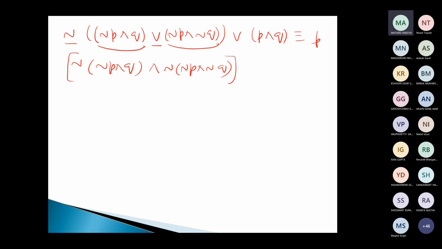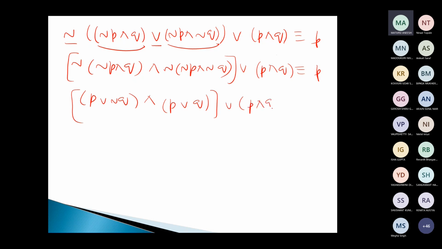Then P or Q. Apply negation again. If you apply negation again, what happens? This becomes P or not Q and P or Q. P or (not Q and Q) is equivalent to P. This is the thing we need to prove.